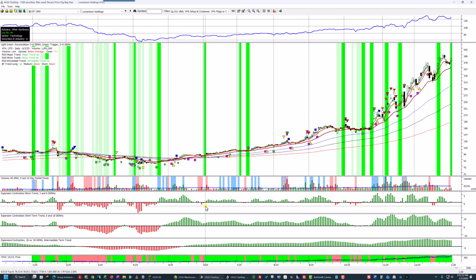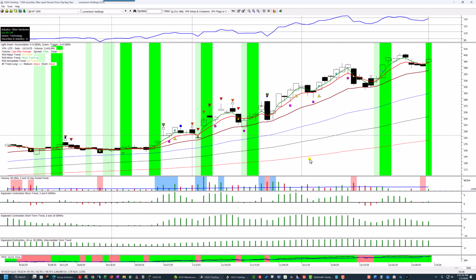Now, I'm not getting any accumulation. Well, here there was a bunch of accumulation bars, the light green, but nothing in through here. But the 3 is above the 6 most of the way here until the sell-off. And then here's a 3-6 crossover that didn't go anywhere. Immediately there were some negative VPA flags. Let me zoom in on this. And then you can see the pocket pivot volume.